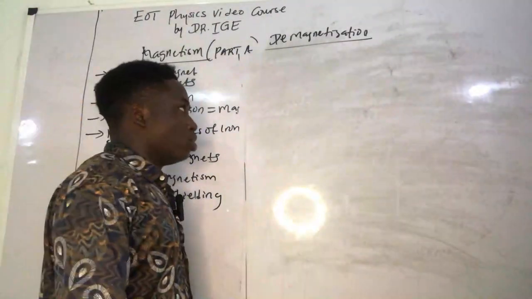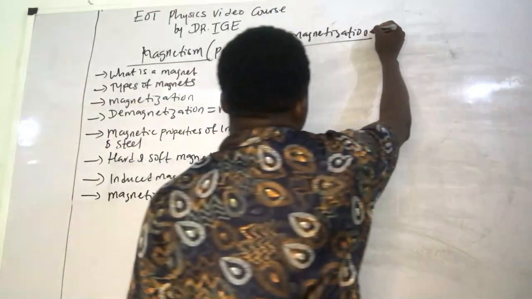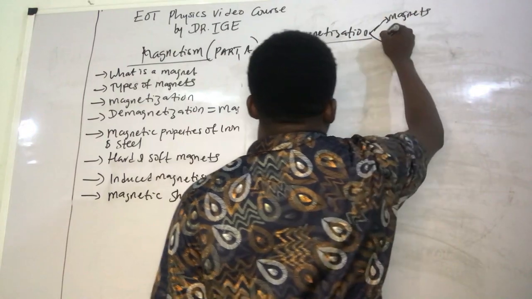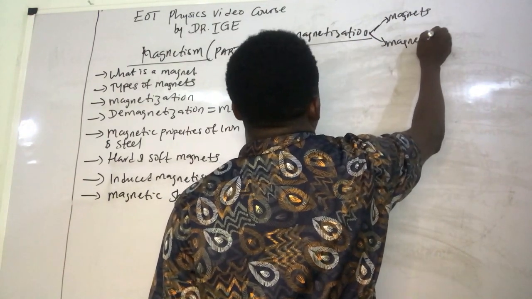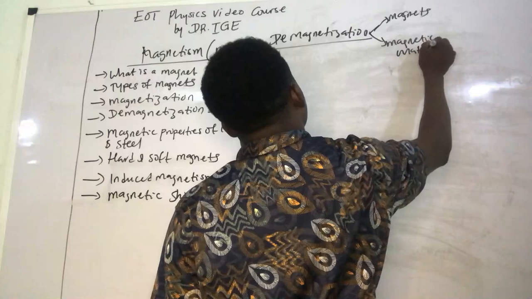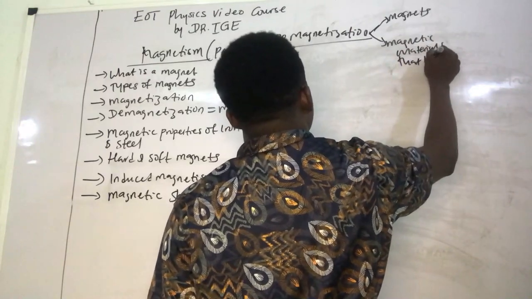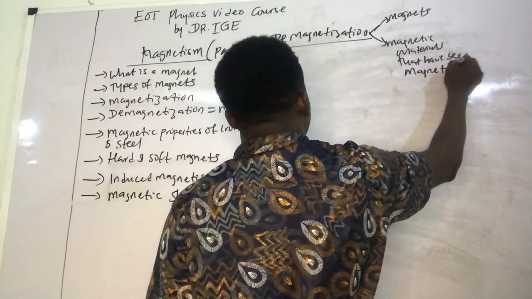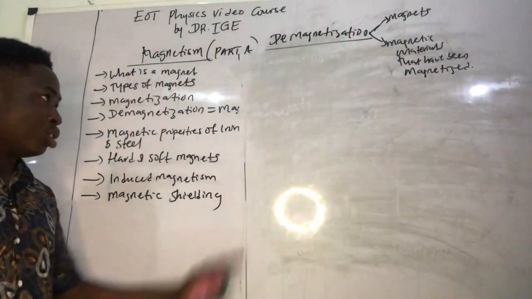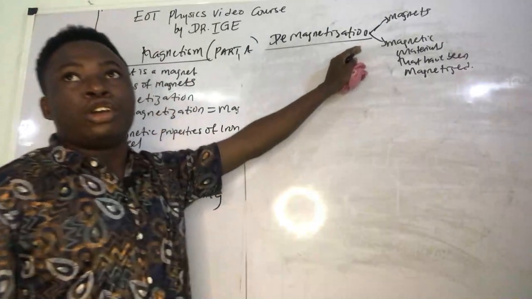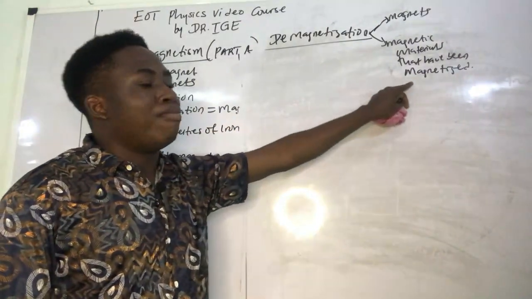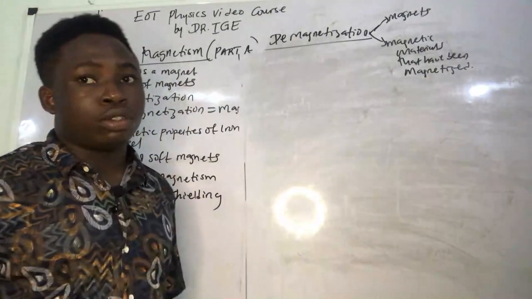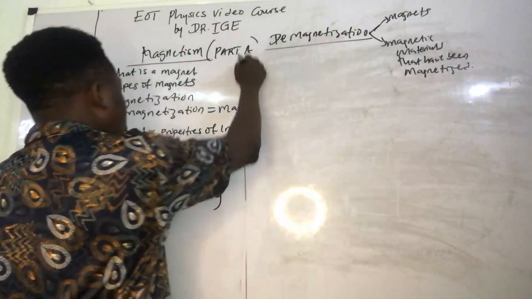So we also have three methods. And please take note that demagnetization is common to both magnets and magnetic materials that have been magnetized. Because the only procedure to change magnetic materials to magnets is through magnetization. So you can use demagnetization to kill magnetism. I also have three methods.